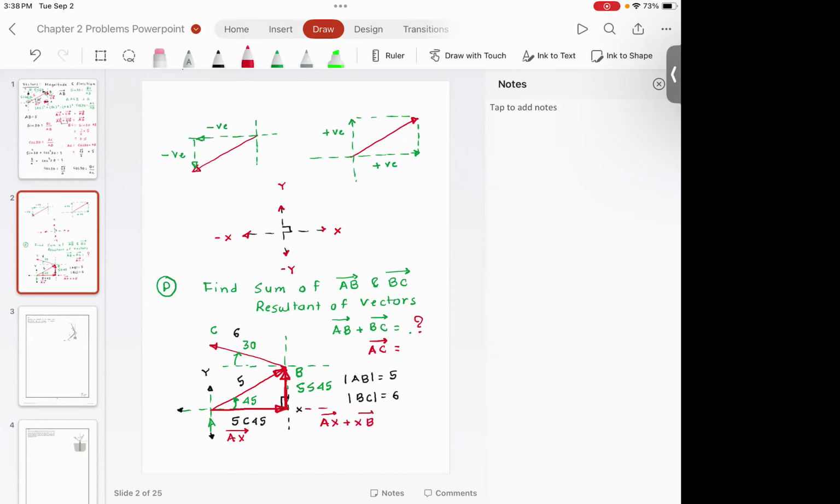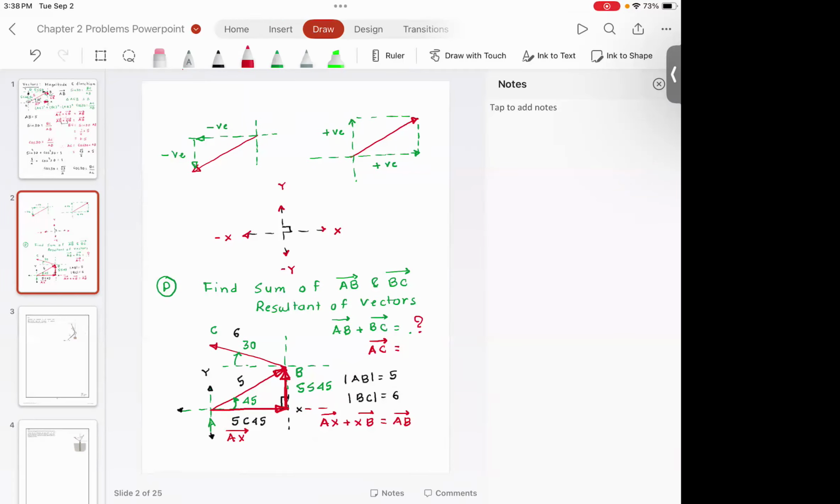Once again, the reason we placed this coordinate frame at the beginning of the vector is so that I know whether the X resolution is positive or negative, and whether the Y resolution is positive or negative. And this will be abundantly clear in the next part.